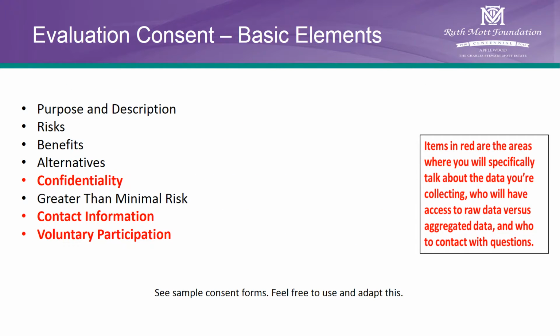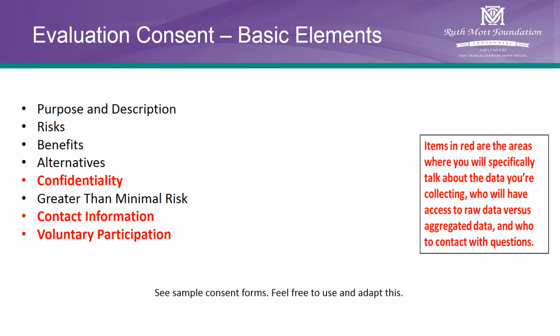So I already provided you some examples of consent forms, but I think what I wanted to show here is that there is a difference between typical consent for treatment forms or consent for participation forms and evaluation consent forms. And so, you do need to include a couple extra pieces of information under confidentiality and contact information. It is possible, if you already have participants signing a bunch of consent forms, that you can include your evaluation consent language in those forms.